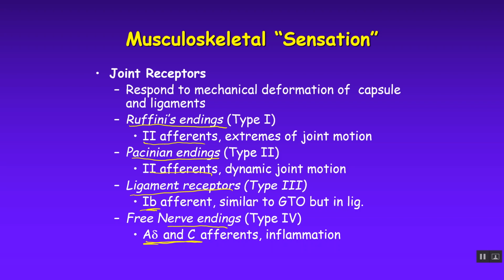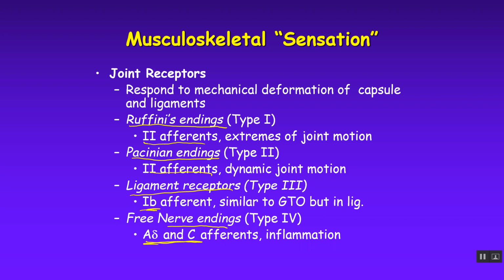Ruffini's endings, or type 1s, tend to get most stimulated at the extremes of motion. When you get to the very ends of your joint motion, they take a lot of stretch. They're a little higher threshold. Even though they're still low threshold, they're a little higher threshold than the other ones. They tend to require a little greater stretch.